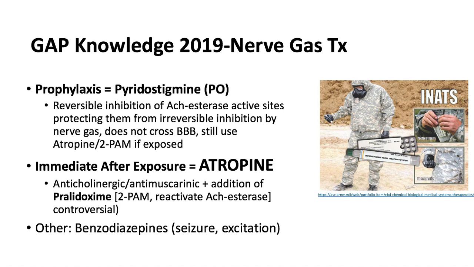It doesn't cross the blood-brain barrier, and it is not a treatment for acute toxicity, for which atropine is the immediate after-exposure treatment. And here is that soldier giving themselves an injection right through their covering, and the anticholinergic atropine blocks the acetylcholine effects, antimuscarinic, and the addition of pralidoxime, which may reactivate the enzyme, although somewhat controversial, is still part of the treatment for nerve gas. Other treatment: benzodiazepines can be used to treat the seizure and the excitation that can occur with nerve gas toxicity.